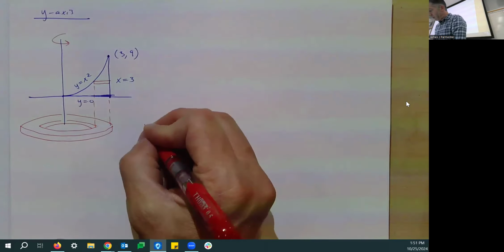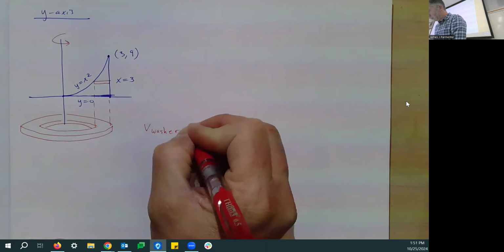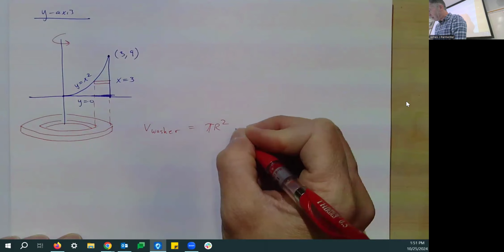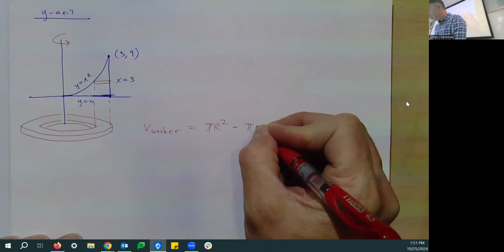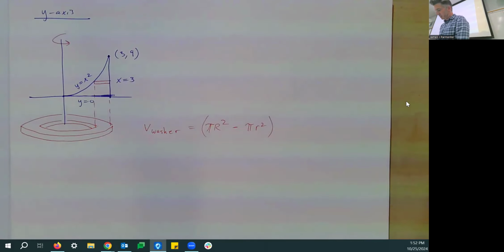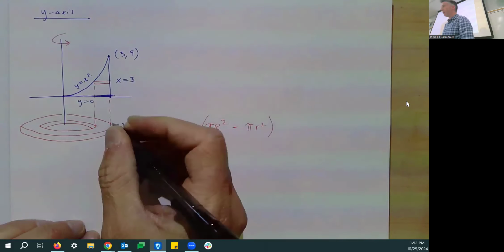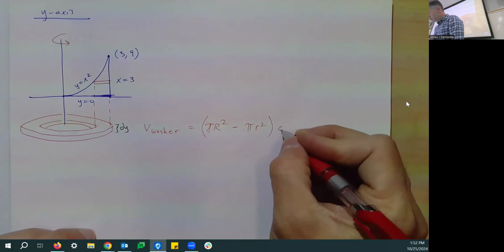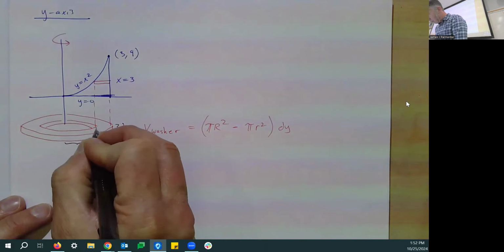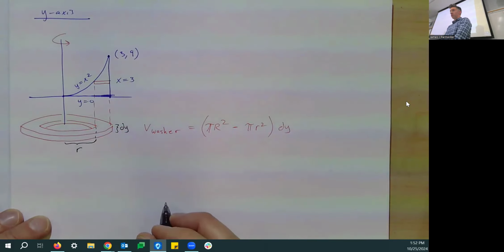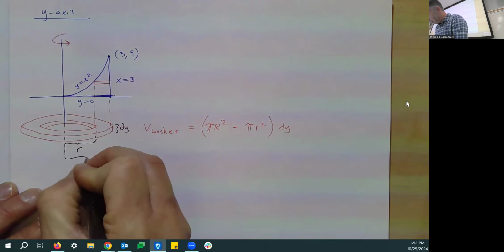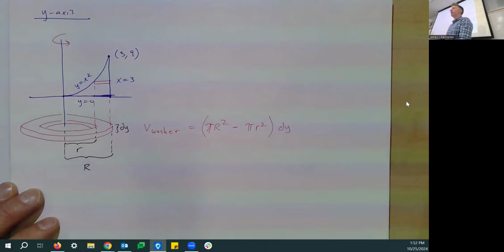And the volume of my washer is equal to the area of the big circle, which is pi times the big radius squared, minus the area of the inner circle that isn't there, pi times the little radius squared, all times your thickness, which in this case isn't dx, it is dy. Small change in y. I'll point out that is your small radius of the circle that isn't there, that you've subtracted away, and that is your larger radius of the circle that is there.